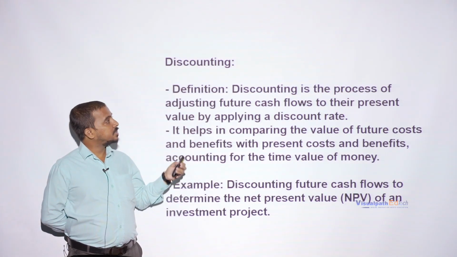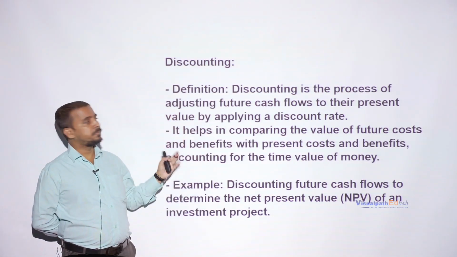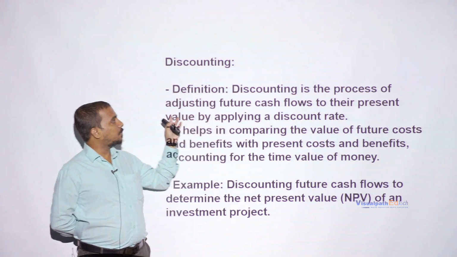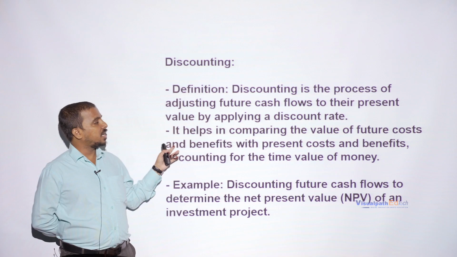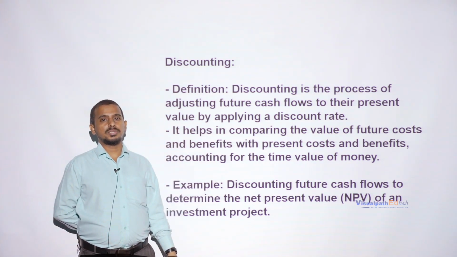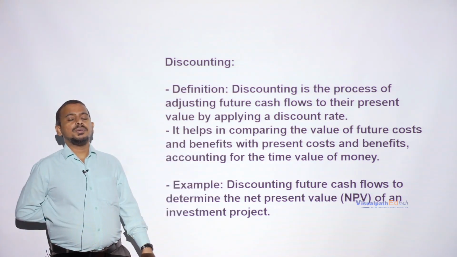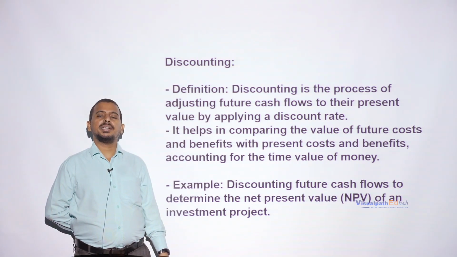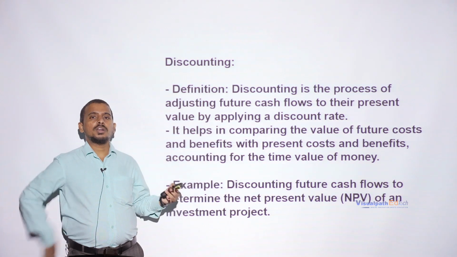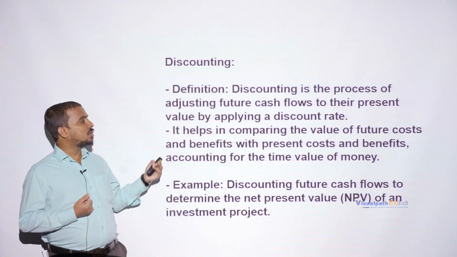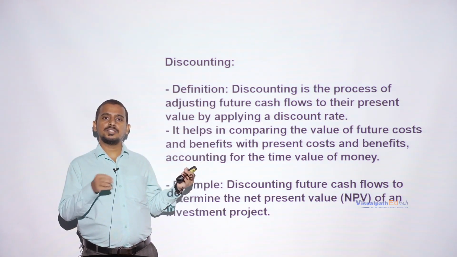Another one is the discounting technique or discounting principle. Discounting is the process of adjusting future cash flows to their present value by applying a discount rate. Suppose you have an option to receive 100 rupees today or 100 rupees after 1 year. So what will be your choice? Your choice will obviously be to receive it today.